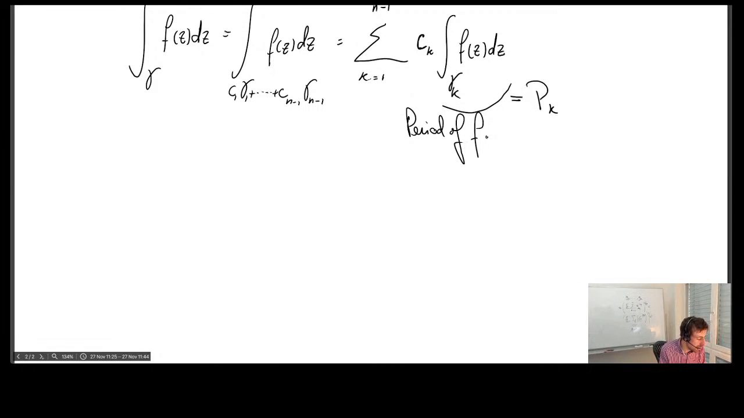Because now, every time you want to compute a contour integral along a closed curve, all you have to compute are these periods, which will correspond to residues, right? So this is what we're going to do in the next 15 minutes. But maybe before we do this, let me just make a point.